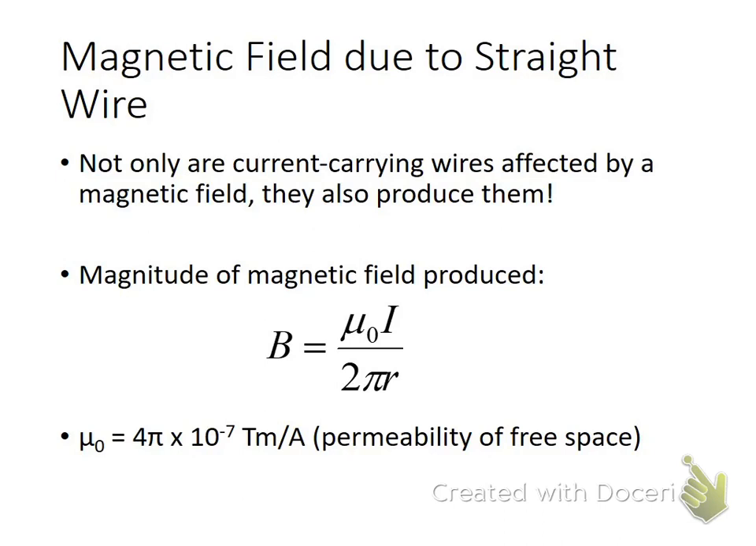Now, to find the magnitude of the magnetic field produced, it's just mu naught I over 2 pi r, where mu naught is 4 pi times 10 to the negative 7 tesla meters per ampere. This is a value I'll give you on the test, but it's good to know how to work with it.